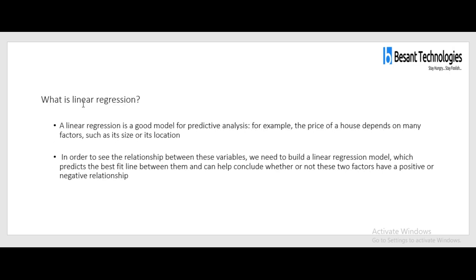What is linear regression? A linear regression is a good model for predictive analysis. For example, the price of a house depends on many factors such as its size or its location. In order to see the relationship between these variables, we need to build a linear regression model which predicts the best fit line between them and can help conclude whether or not these two factors have a positive or negative relationship. Let's see how we can perform linear regression in Python.